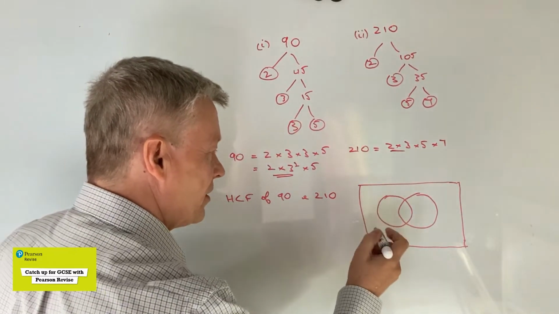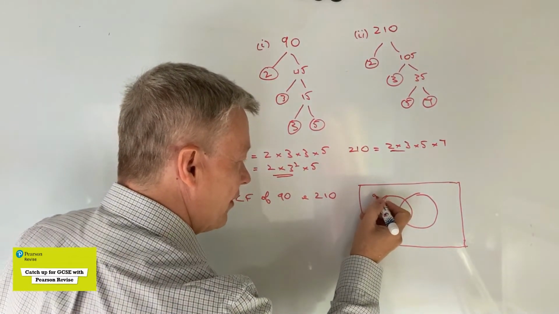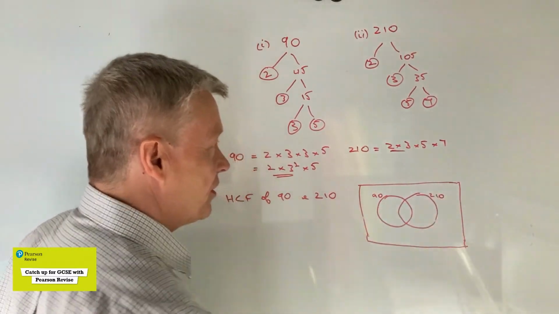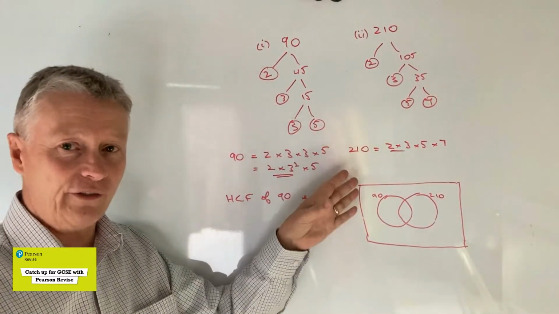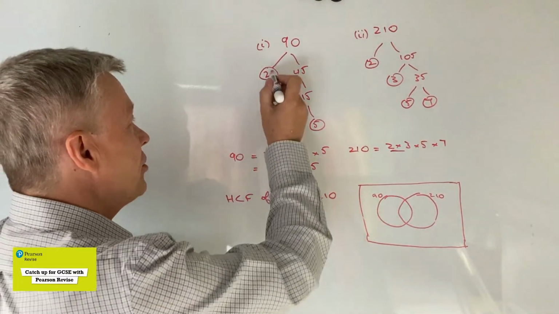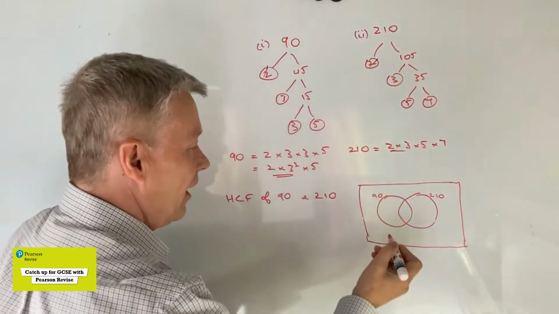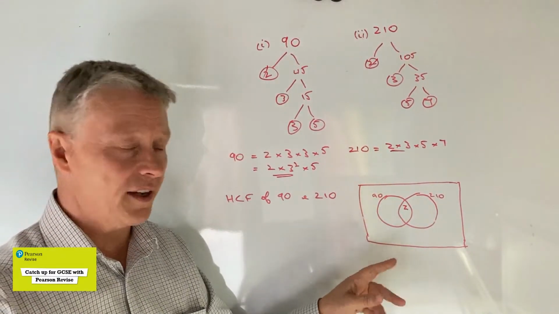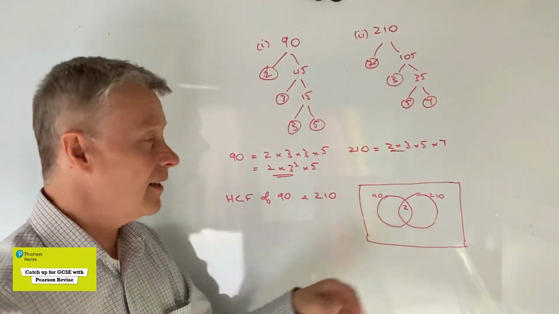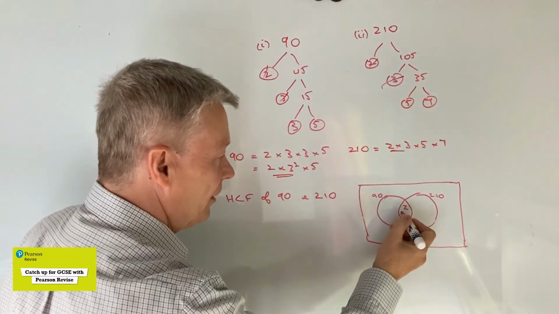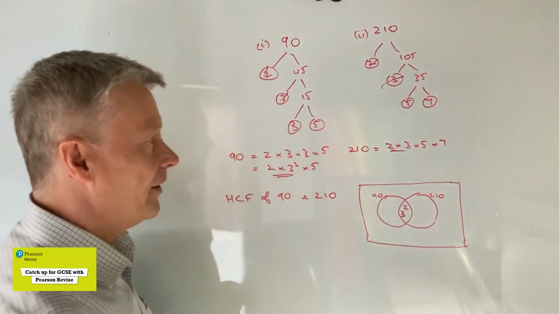This particular circle here is going to be factors of 90. The second one is going to be factors of 210. Let's go back to our factor trees for the moment and have a look at what's going on. 2 and 2 here are both common to 90 and 210, so I can put that into the middle bit. Let's have a look at 3 and 3. Again, that's common, so I can put 3 in there, no problem.